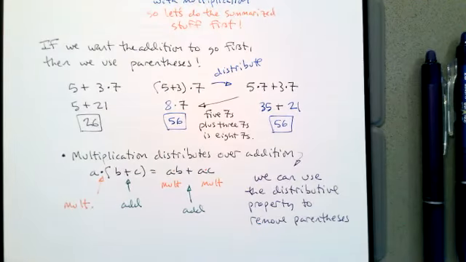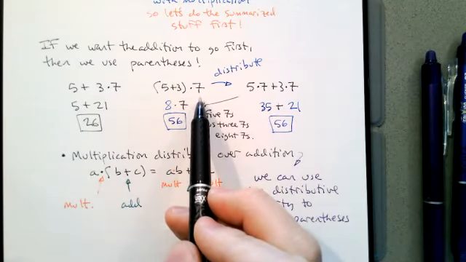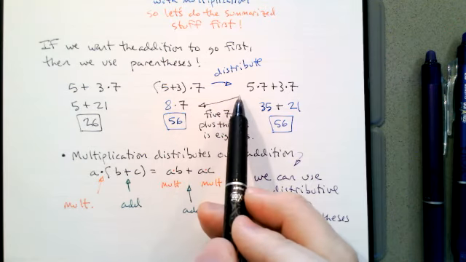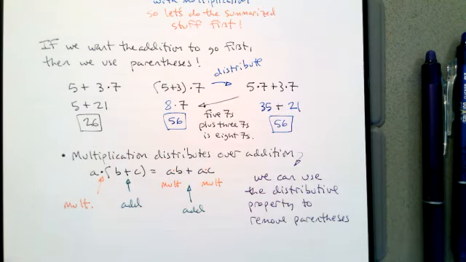So we can use the distributive property to remove parentheses and then reinterpret what the expression means. So this says (5 plus 3) times 7. That means the same thing as 5 sevens and 3 sevens. Any questions?